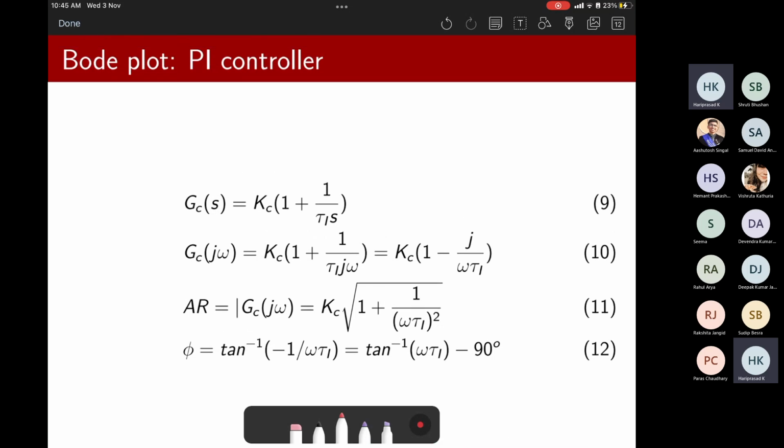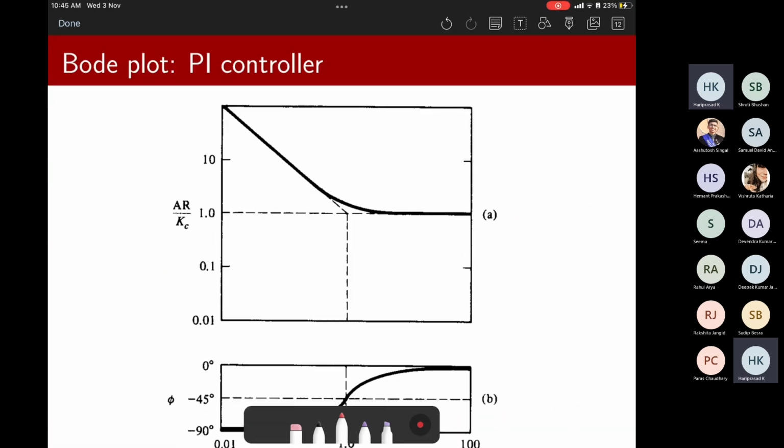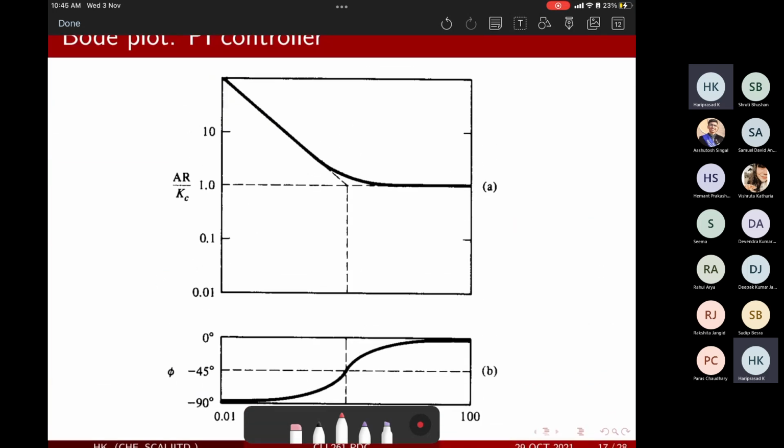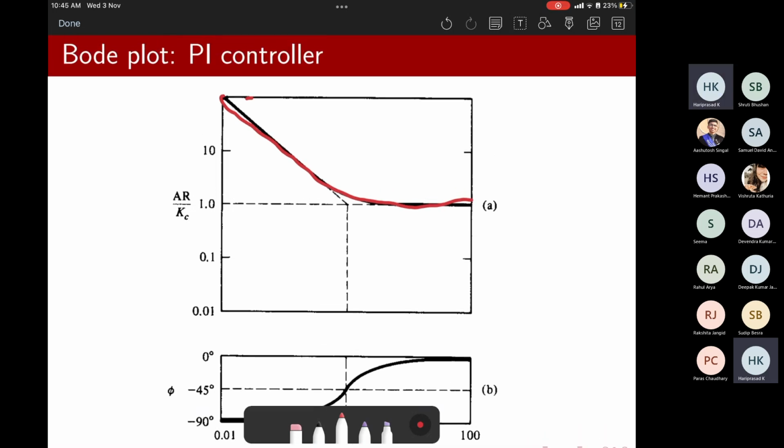Okay, so you can also do it for the PI controller. How do you do it? Again, substitute s equal to j omega, do your rationalization, and leaving that to you, compute the amplitude ratio and the phase angle. You would see a really opposite curve compared to what you call a first order system or second order system. You see that?